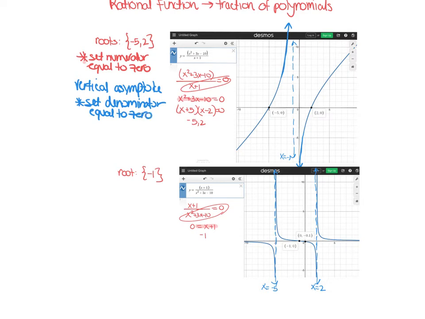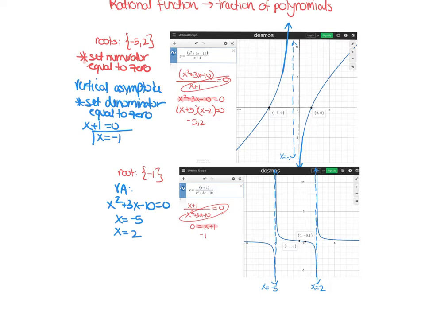So if you look at this first one, we set x plus 1 equal to 0 and solve. So your vertical asymptote is x equals -1. Down here, we set that quadratic equal to 0. Well, guess what? We already solved it up top. And x equals -5 and 2.